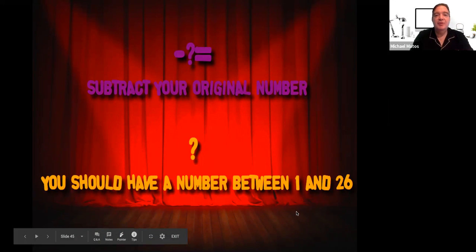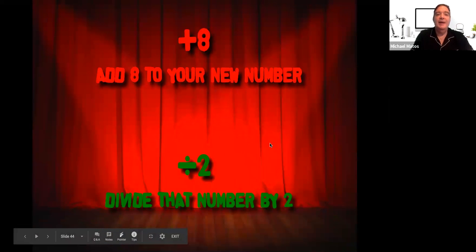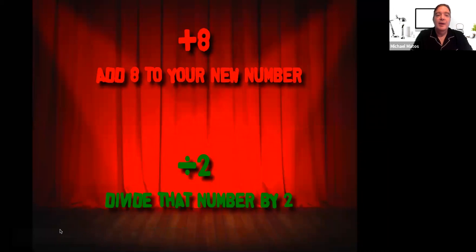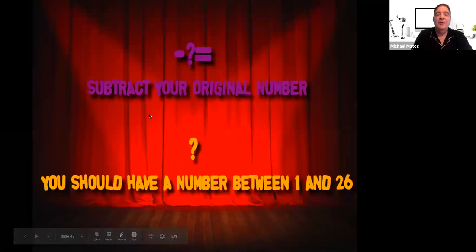So you should have some number between 1 and 26. And of course, that's the same amount of letters in the alphabet. And I'll go back real quick. So we started off with a number from 1 to 10. We multiplied it by 2. We added 8. We divided by 2. We went back to that original number that you had somewhere and you subtracted it. And now you should have a new number between 1 and 26.